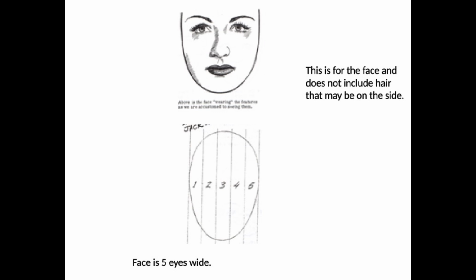And really, I go back to Jack Ham, and Jack just lays out the face 5 eyes wide, but he doesn't include the hair and he doesn't include the ears. So it's just a basic face. It gives you an idea, proportion-wise, how big your eye is going to be.